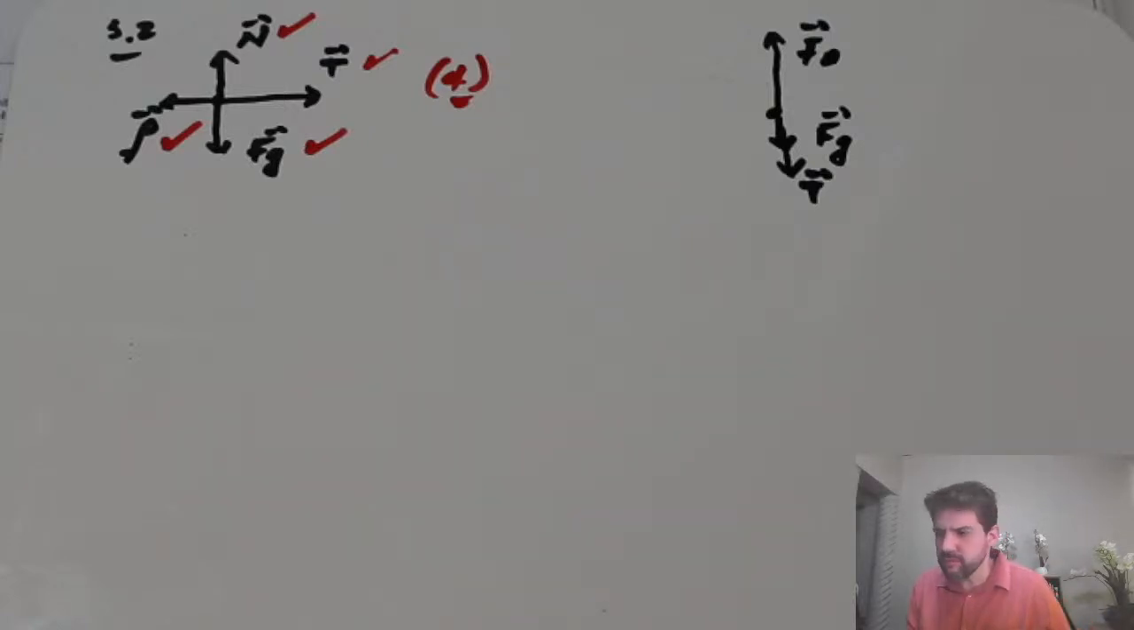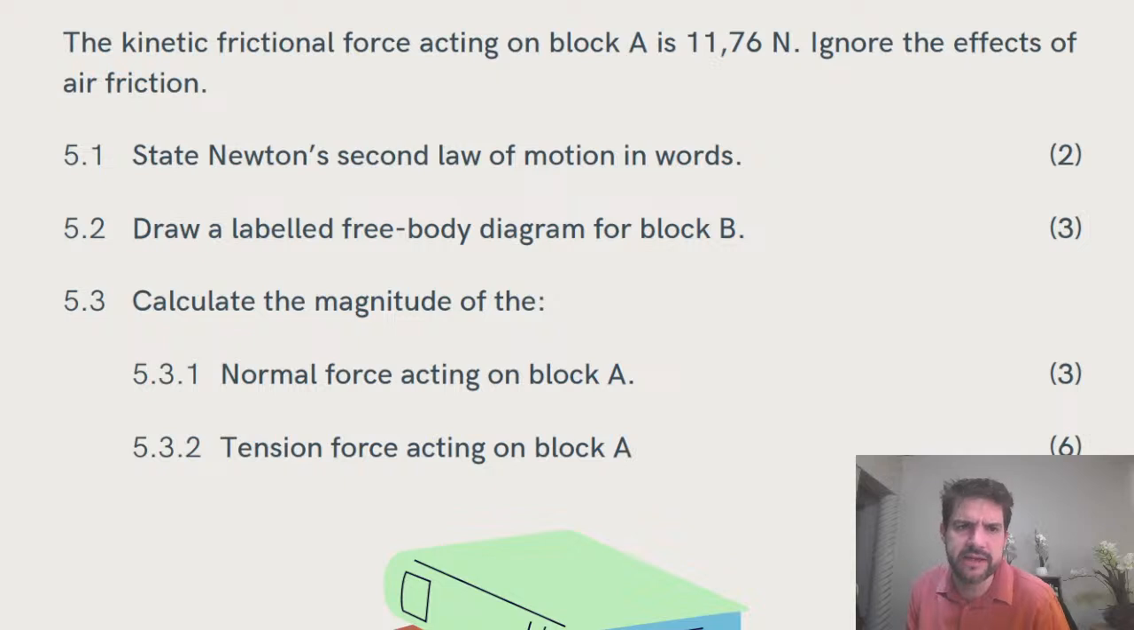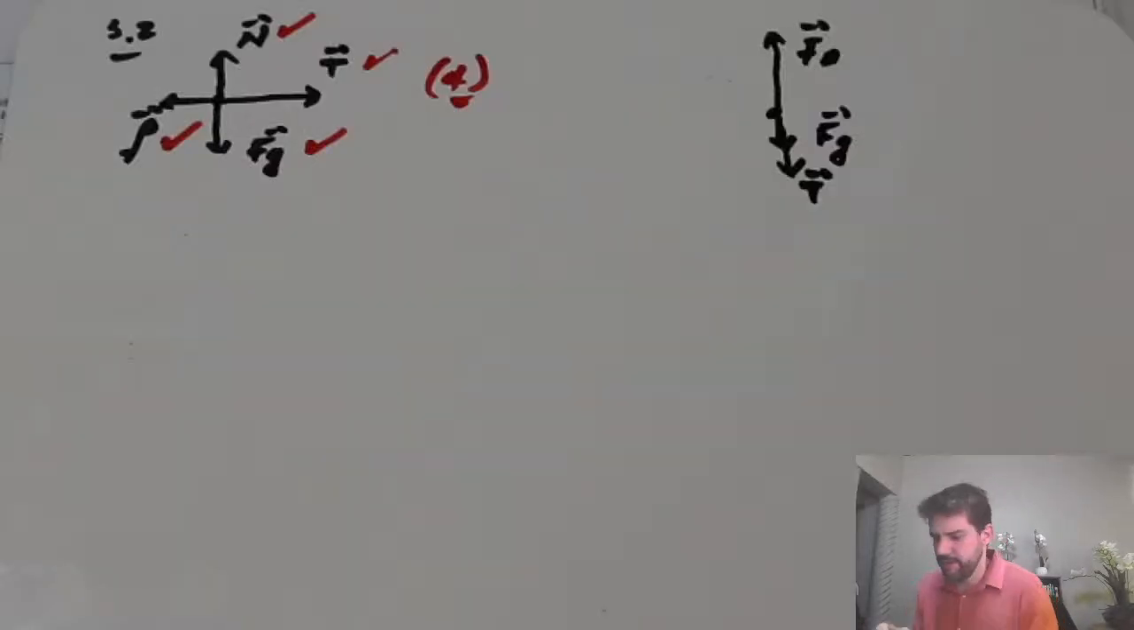Okay, there's no question, then I'm moving on. Now let's go to the next question, which says: calculate the magnitude of the normal force acting on A. Obviously, the only object that gets a normal force here is A, because it's the one on the surface. So let's go and calculate the normal force for A.